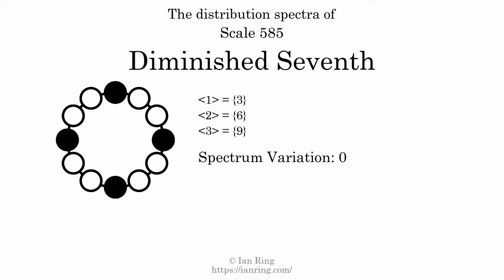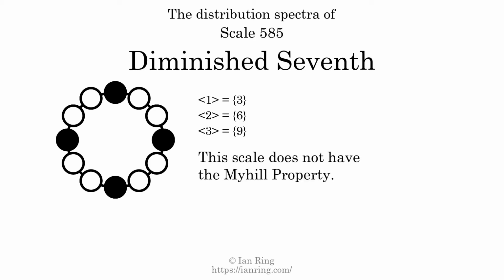The variation of the scale is exactly 0, which indicates that the scale is perfectly even. The highest spectrum width is 0. Since that is less than or equal to 1, this scale is maximally even. If every spectrum has exactly 2 specific intervals, we call that the Myhill property. This scale does not have the Myhill property. Since each specific interval appears in only one spectrum, this scale is strictly proper.